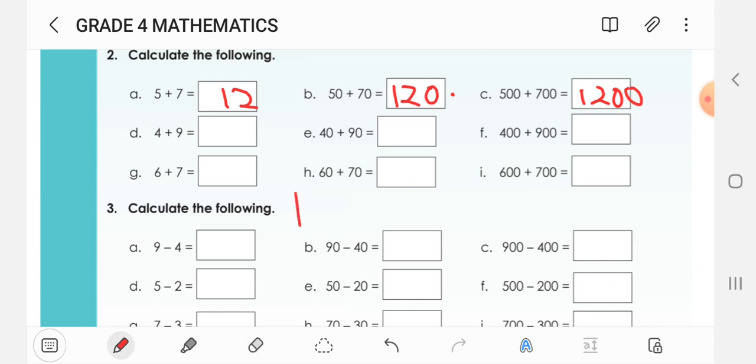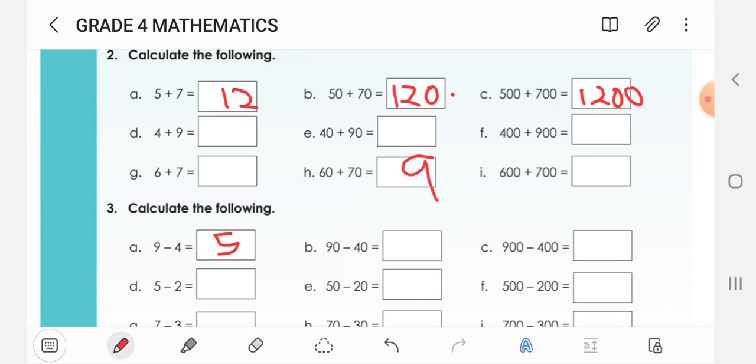We have 1, 2, 3, 4, 5, 6, 7, 8, 9. Let's subtract 4. So we take away 4. 1, 2, 3, 4. Let's erase 4. How much are we left with? 2, 4, 5. So we are left with 5.